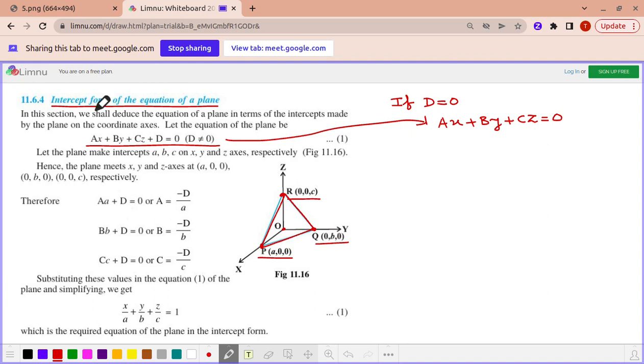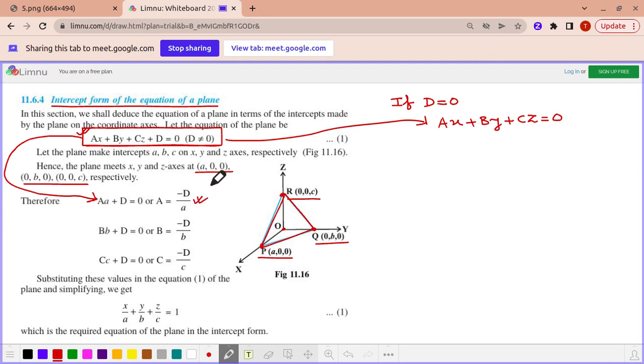Now this plane, ax plus by plus cz plus d equal to 0, is passing through all the 3 points (a, 0, 0), (0, b, 0) and (0, 0, c). So let us apply that. When the plane is passing through the point (a, 0, 0), in that equation we can apply x equal to a, y equal to 0 and z equal to 0, and then we get this equation. So we get capital A equal to minus d by a.